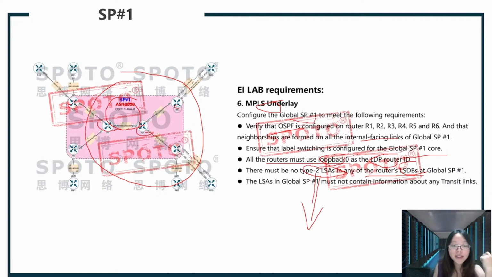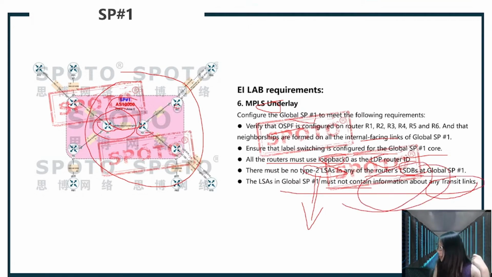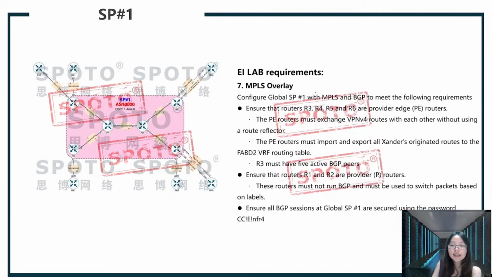No type 2 LSA in this category. The LSA in service provider 1 mustn't contain information about any traced links. Okay, so can you know the answer about this? Okay, so from this module, the difficulty of the EI lab gradually increases, but it's simple. Learn the old version. Okay, so this part.